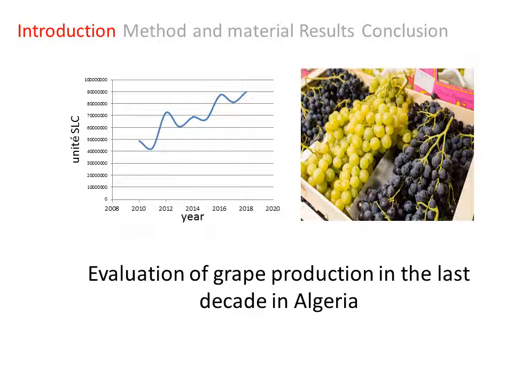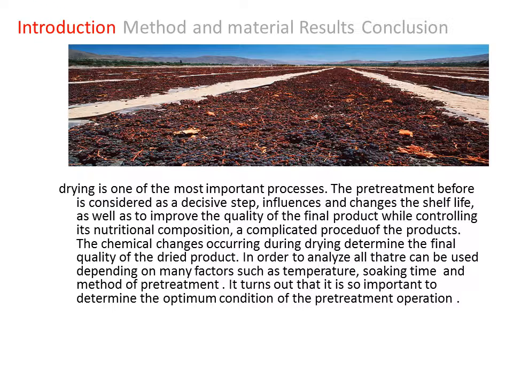The production of grapes in Algeria in the last decade went from 500,000 quintals in 2010 to 900,000 quintals in 2019. Drying is one of the most important processes.